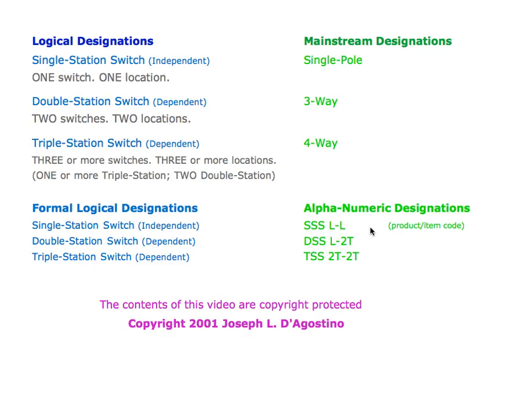And then I mentioned in my last video, the alphanumeric designations could be used as product or item codes on the product itself when it's manufactured. For example, single station switch, line, load. Double station switch, line, 2 travelers. Triple station switch, 2 travelers, 2 travelers.